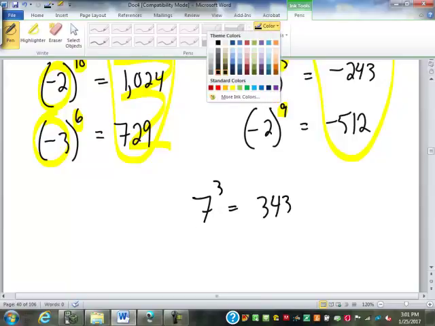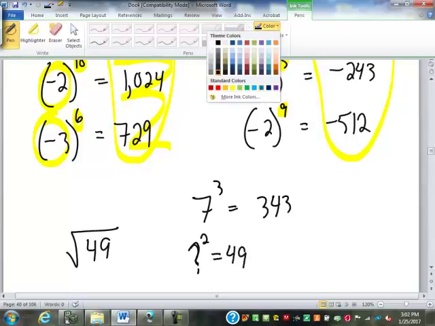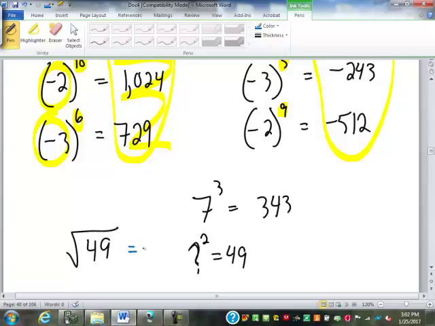Now, because of that, if you recall, our roots are the reverse of a power. A square root of 49 is asking us what number squared equals 49. Well, what's the square root of 49? 7. Very good. Now, there is another possibility.